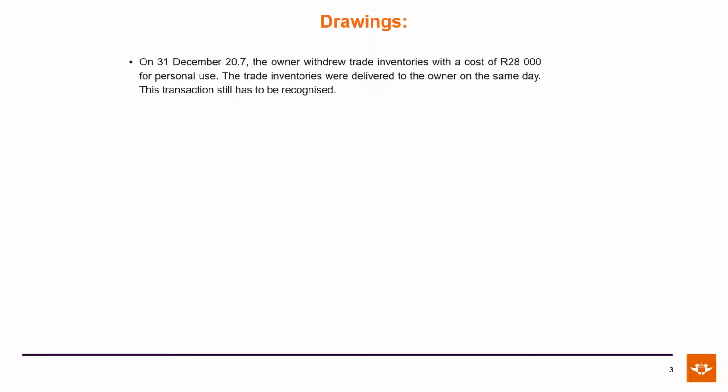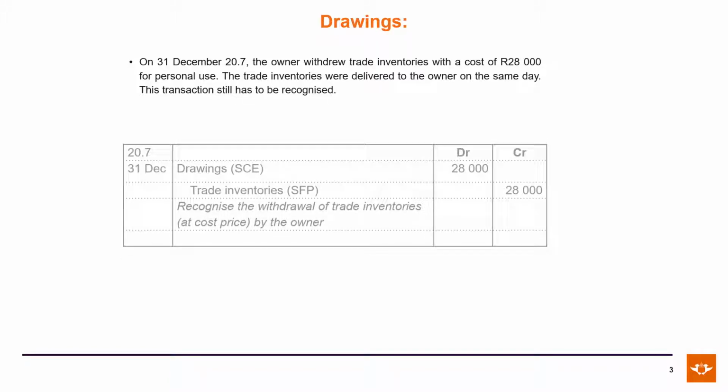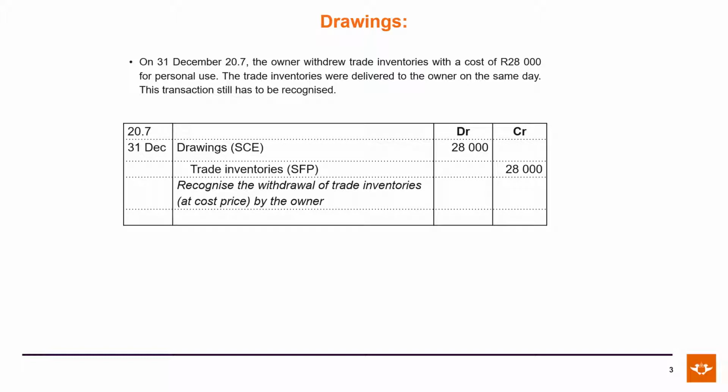The owner took some of entity's inventories for personal use, which will result in a drawing. The drawing will be recorded as debit drawings and credit trade inventories account. By debiting the drawings account, you are increasing the drawings to show that you've made more drawings during the reporting period. And crediting trade inventories, you need to show that some of your assets have decreased. So decreasing of an asset will be on the credit side.